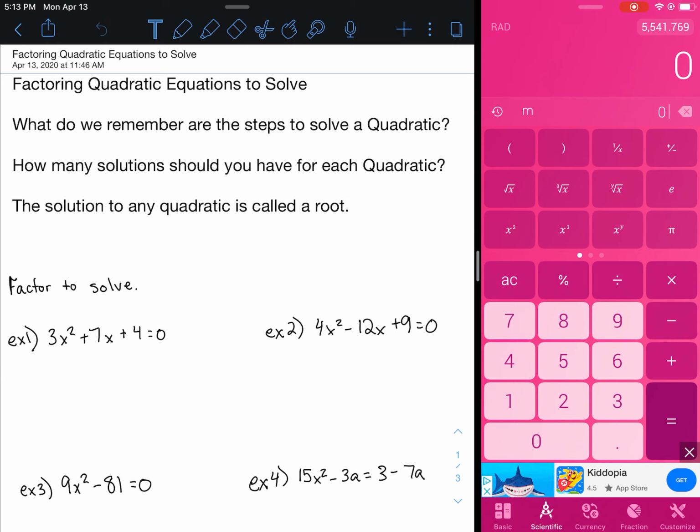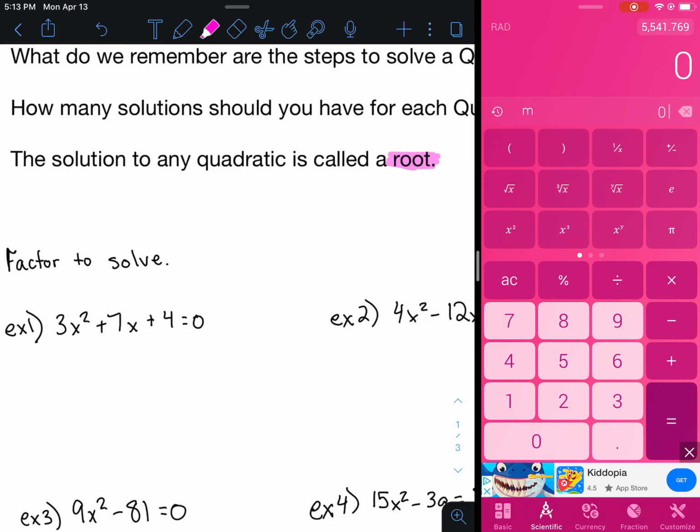The solution to any quadratic is what we call a root. So if you remember, the solution to a quadratic is called a root. Sometimes instead of saying factoring to solve the quadratic, it'll say solve the quadratic, or find the root, or find the roots.